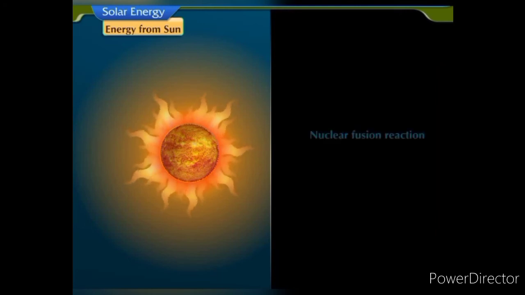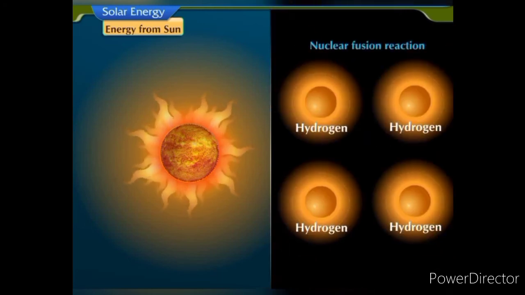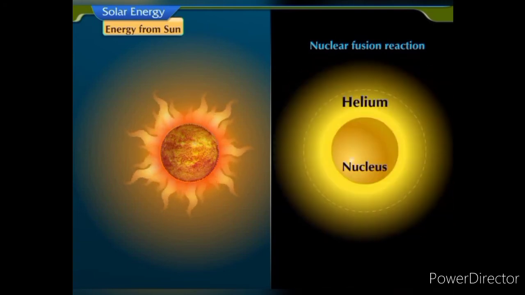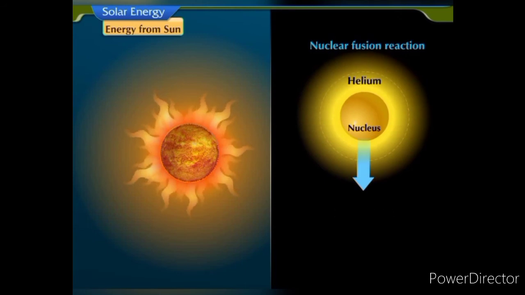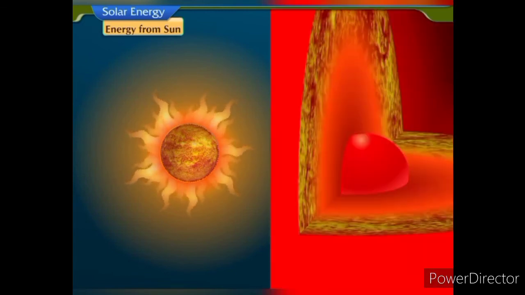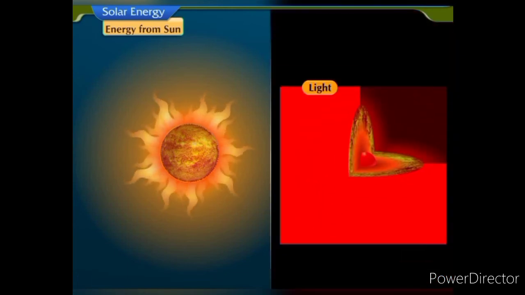In the process of nuclear fusion reaction, 4 hydrogen nuclei combine to form one helium nucleus. The mass of helium nucleus is slightly less than the total mass of the hydrogen nuclei. This mass difference is converted into energy. As a large number of helium nuclei are formed per second, an extremely large quantity of energy is continuously liberated by the sun in the form of heat and light.